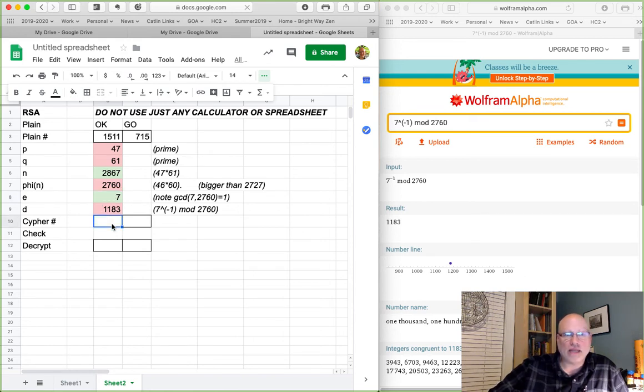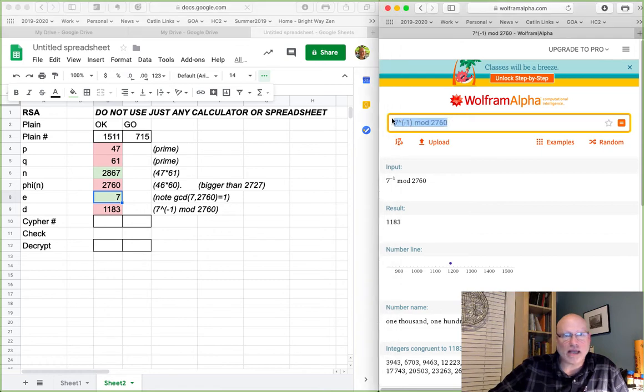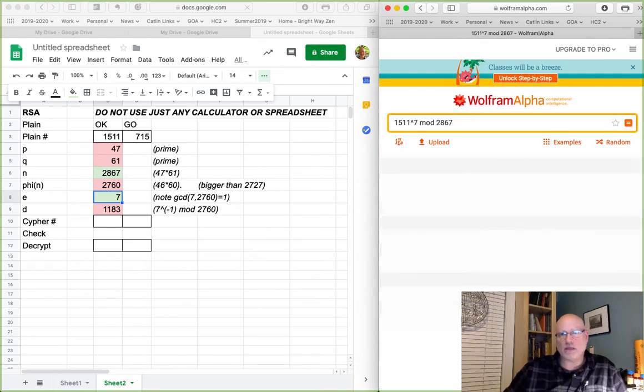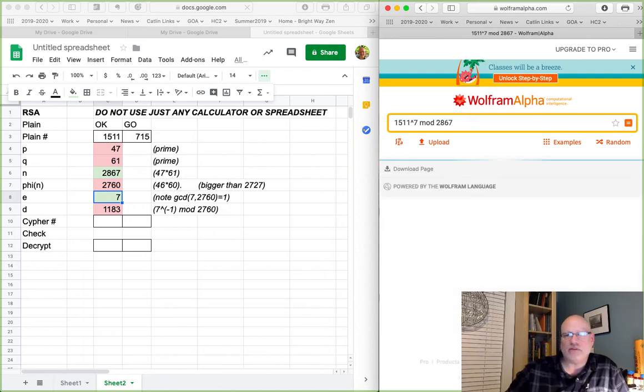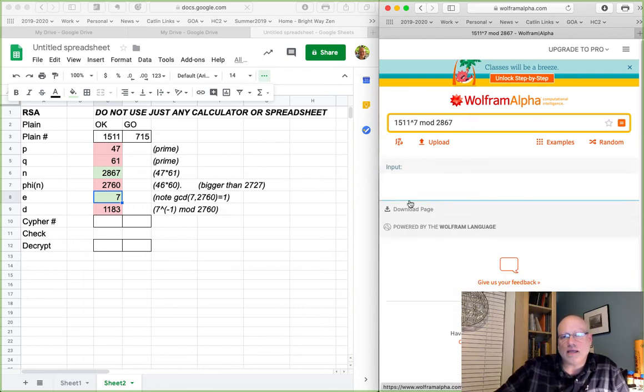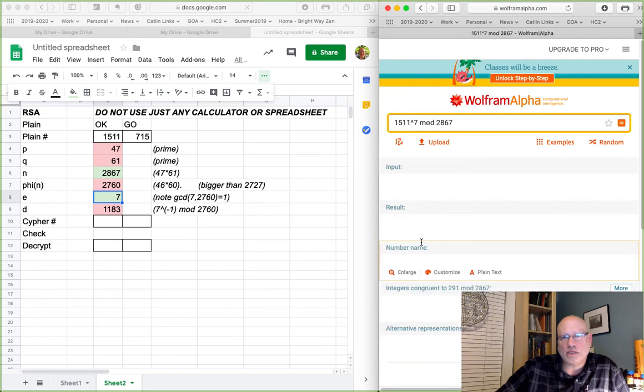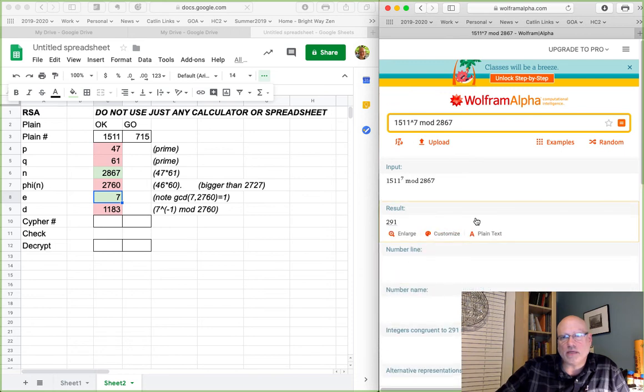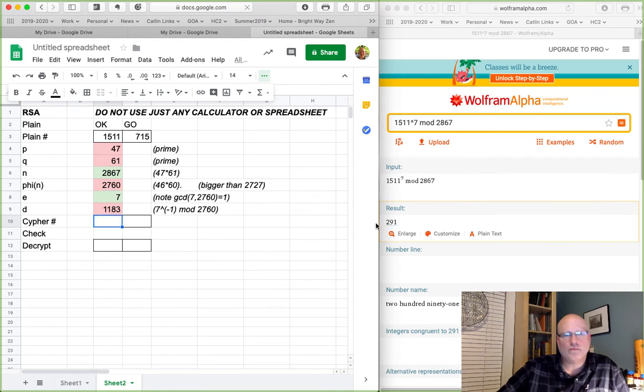Okay. So how do we then calculate the cipher number? Well, the N is our modulus, and the 7 is the exponent. So I'm going to take my OK, which is 1511. I'm going to raise that to the 7th power, mod 2867. Go ahead and enter, wait for Wolfram Alpha to do its thing, and it comes back with, eventually, my computer's slow, 291. So there's my ciphertext, okay?